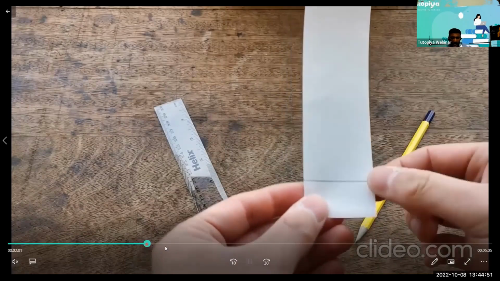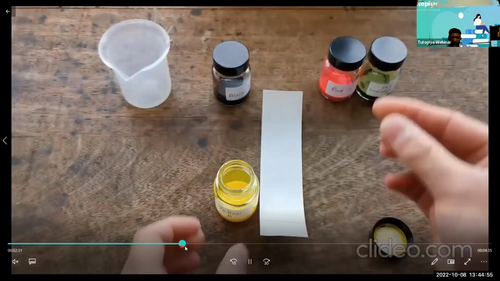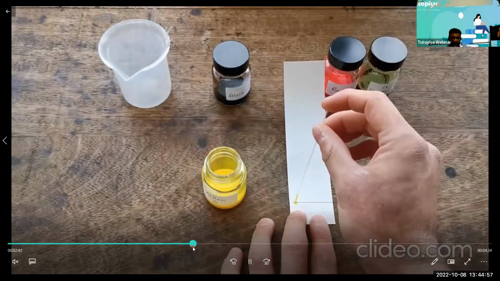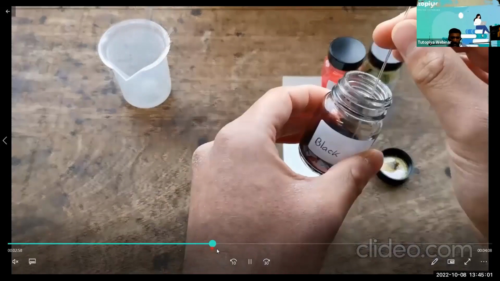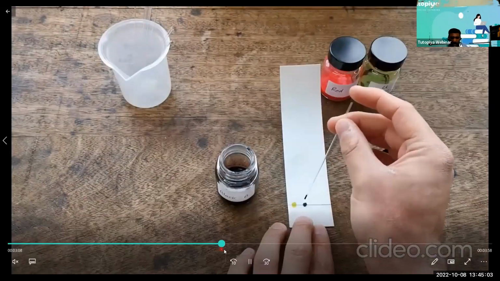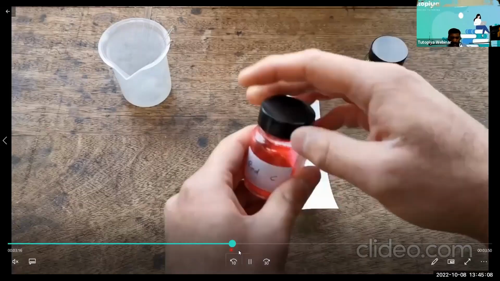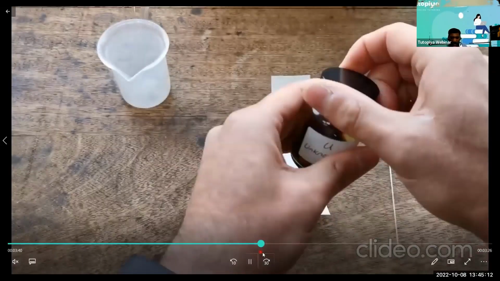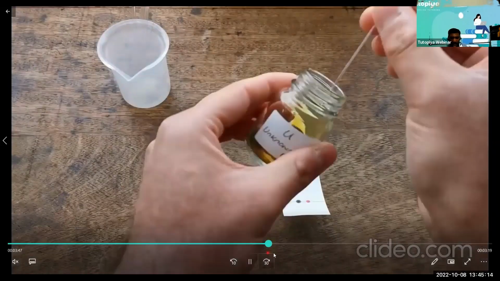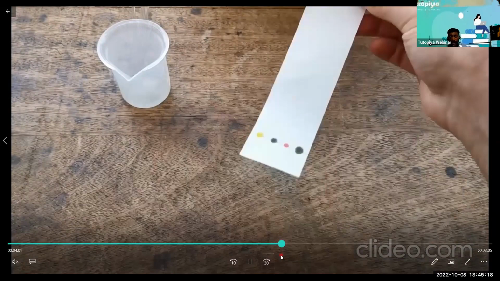And now with a capillary tube, I'm going to take a drop of this yellow dye and put one drop there. And with a different one, I'm going to take a black one and put another drop. Then the red one. And next we have our unknown one, that is also another test solute. So I have 4 solutes, and I'm going to perform the chromatography of these 4 solutes.